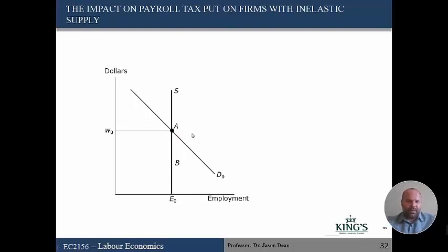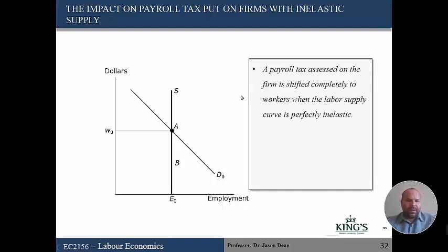Okay, what about, oh, this is an example. If we had an inelastic supply curve, what would the effect of a payroll tax be? Well, in this case, the workers are going to supply an amount of labor of E0 regardless of what the wage is. So perhaps they don't have any value for leisure at all, and so their reservation wage is 0.